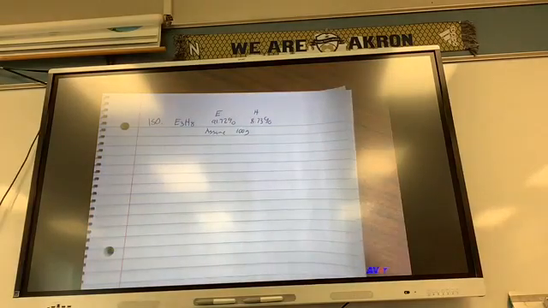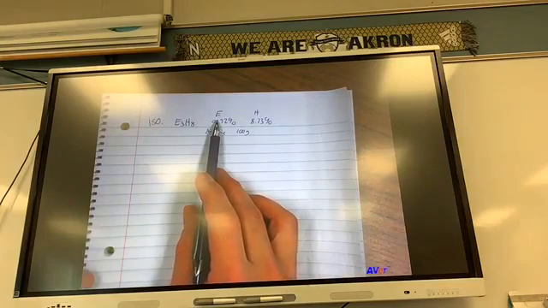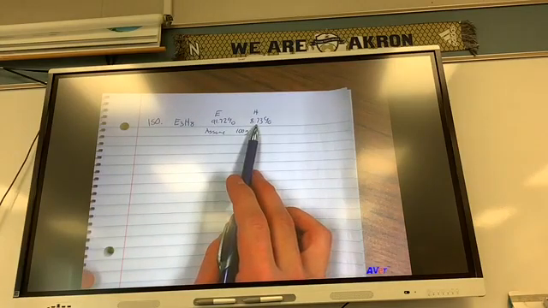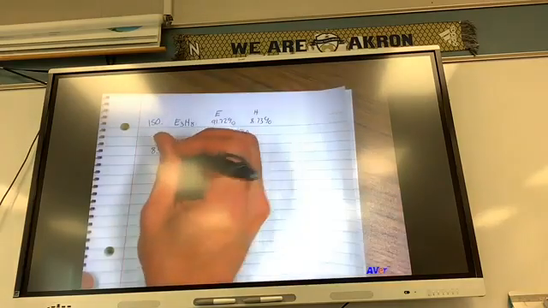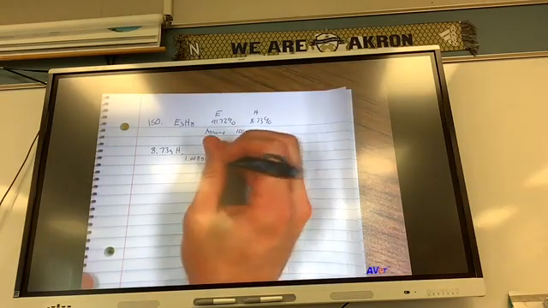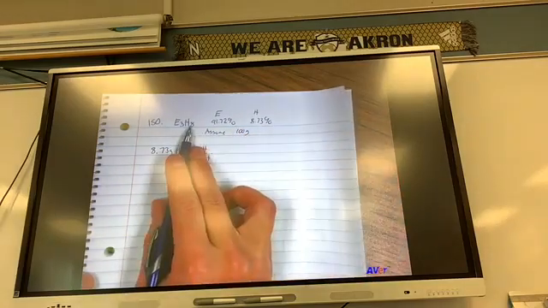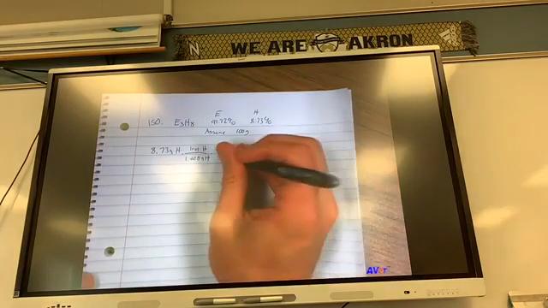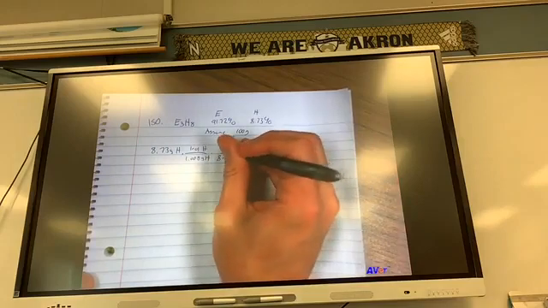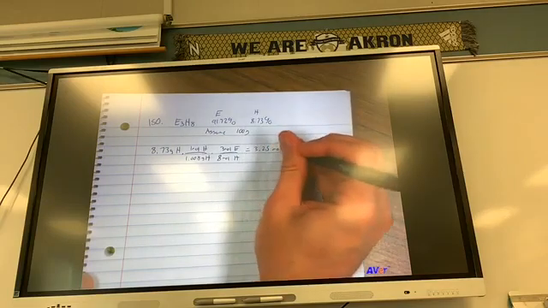Start with what you know. Can I start stoic with an unknown amount of E? No. But can I start with grams of H? Yes. So I'm going to start out with 8.73 grams of H times 1 mole of H over 1.008 grams of H. Stoic step. For every how many moles of H in the subscripts? For every 8 moles of H, I have 3 moles of E. That's equal to 3.25 moles of E.